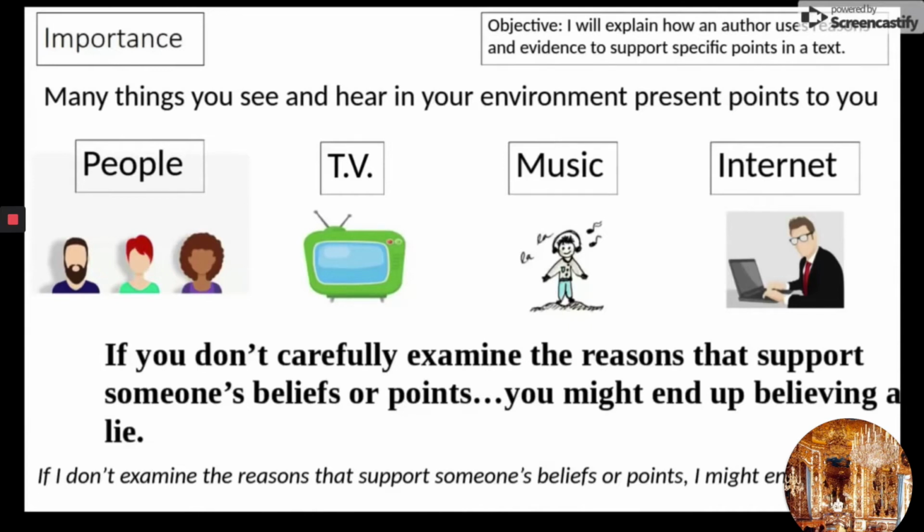If you don't carefully examine all of these reasons that support someone's beliefs or points, you might end up believing in a lie. That happens all the time. Maybe you've heard the phrase fake news being thrown out around there.